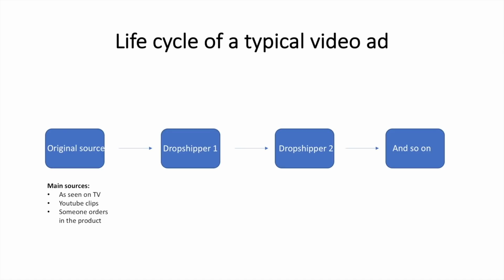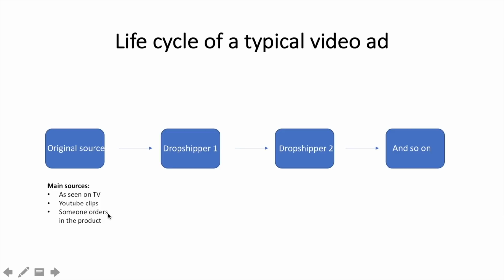Okay, so quickly I'm just going to go over the life cycle of a video ad, in particular a dropshipping video ad. Dropshipping is like a cutthroat business. People are copying people, people are knocking people off, duplicating content. It just happens all the time. It's been going on for years and it's not going to change. So I'm going to show you where a video ad originates from and how it gets copied.